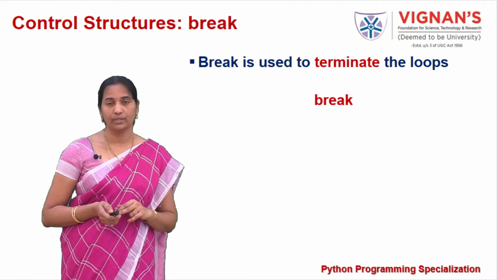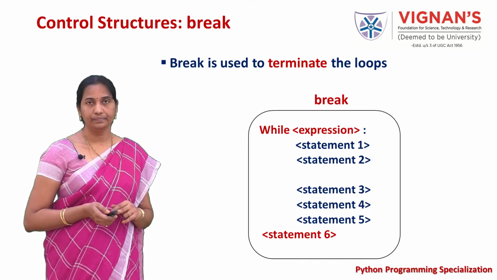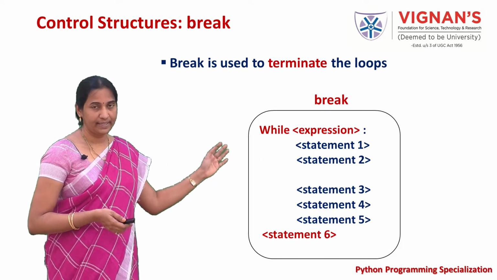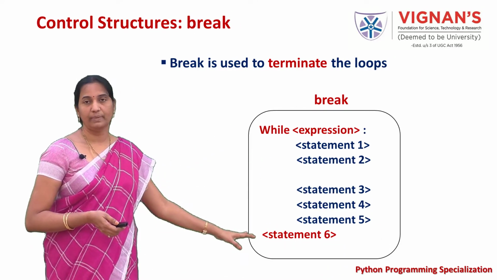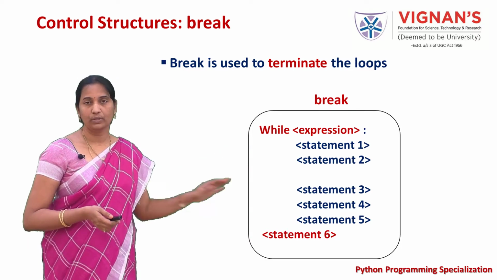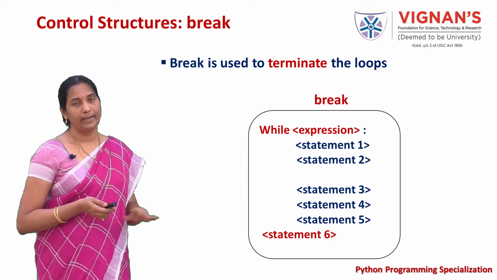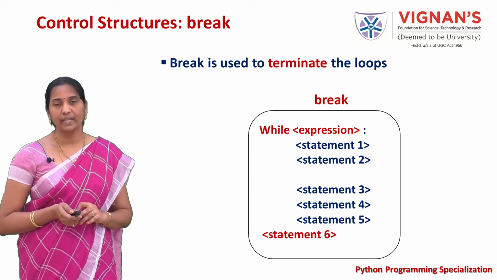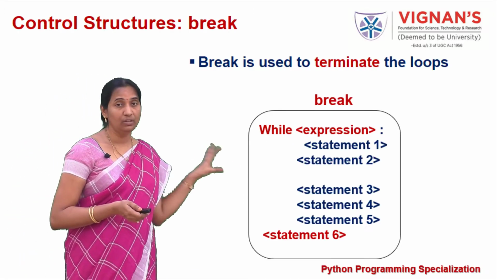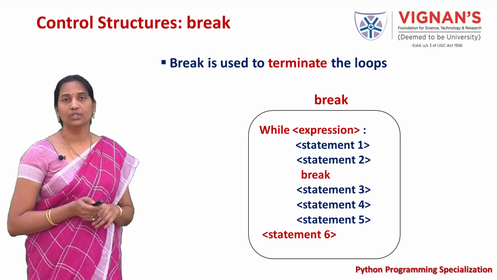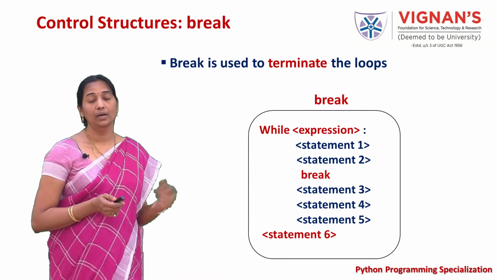So let's see how we can use the break statement, which is used to terminate the loop at a particular iteration. I have a while loop with the expression, and these are the set of statements. Statement 1 to statement 5 are part of the while loop, and statement 6 is outside the while loop, remember that. Here I am going to bring the break statement as part of the while loop. Whenever some condition is met, I want to execute a break statement.